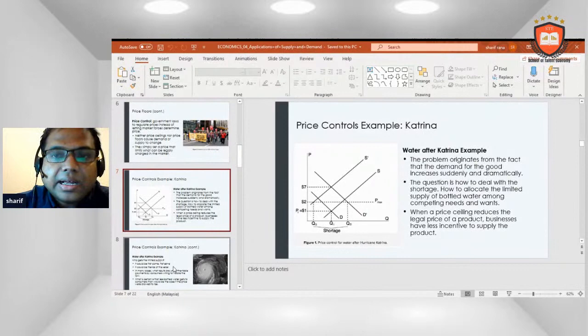Water after Katrina example. The problem originates from the fact that the demand for the good increased suddenly and dramatically. The question is how to deal with the shortage, how to allocate the limited supply of bottled water among competing needs and wants. When a price ceiling reduces the legal price of a product, businesses have less incentive to supply the product.